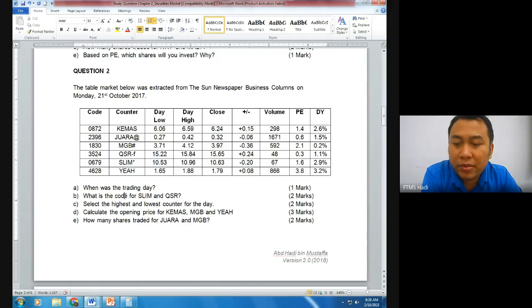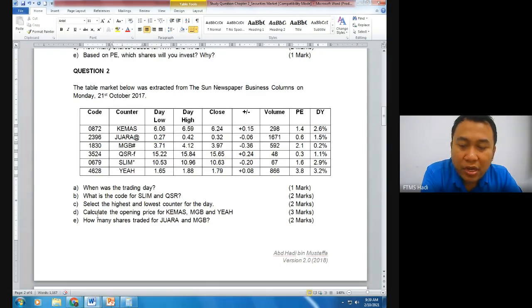Okay, so what is the code? That means referring to code. SLIM, the answer is 0679. No need to calculate because the answer is there. QSR, this is the code. Okay, select the highest and lowest counter for the day. For highest, you need to refer to day high. Choose the highest, which is this answer. The highest counter is QSR, 15.84. For the lowest counter, you need to look at the day low and choose the lowest one. This one, 0.27. The answer is Juara, 0.27.